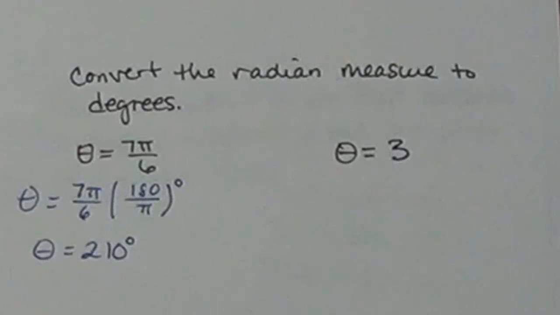For example, let's convert the following radian measures to degrees. Let's say theta is equal to 7 pi over 6. Because it's in radian measure, I'm going to multiply by 180 over pi in order to get it into degrees. Here we get that theta is 210 degrees. If theta equals 3 radians, I can do the same thing: multiply by 180 over pi degrees to convert my angle to degree measure. In this case, theta equals 540 over pi degrees.